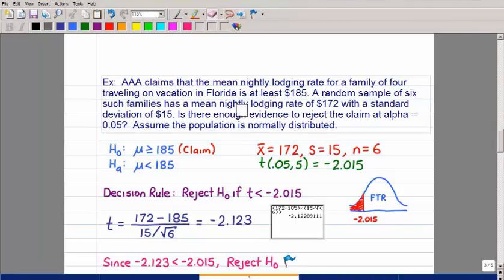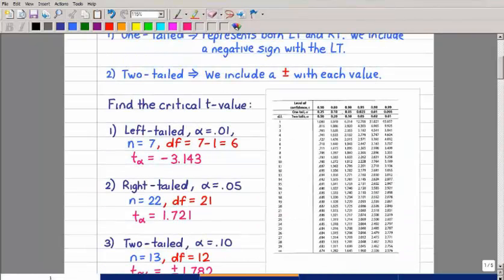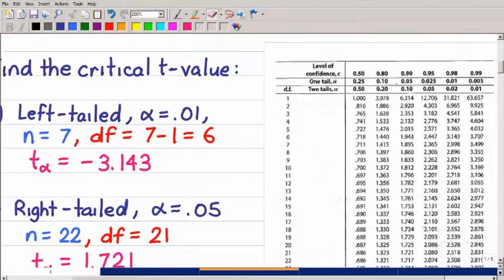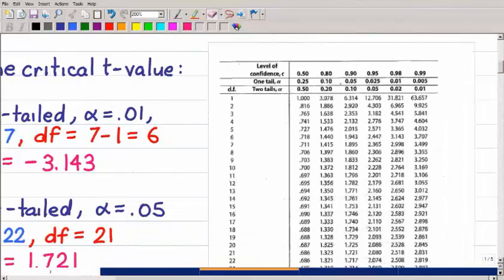So let's obtain the sample data results here. 6 families, so n is 6. Mean lodging rate, x bar, is 172, standard deviation of 15. Is there enough evidence to reject the claim at alpha equals 0.05? Let's see. You see I've identified the sample statistics over here. Now let's get our critical value. Alpha is 0.05, one-tailed with 5 degrees of freedom. Because it's specifically left-tailed, we are going to have a negative value. So it's 0.05.